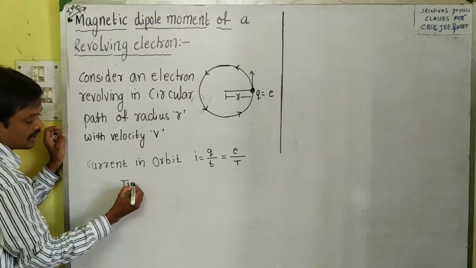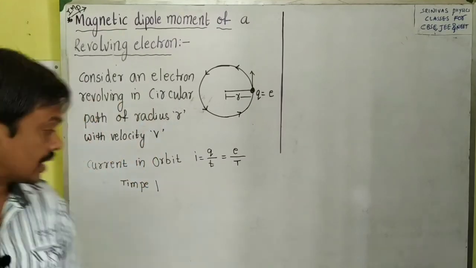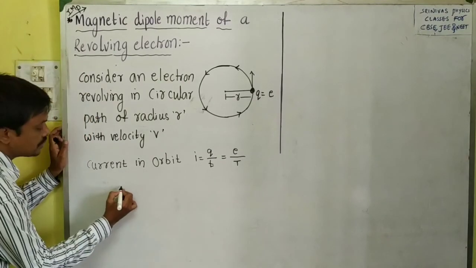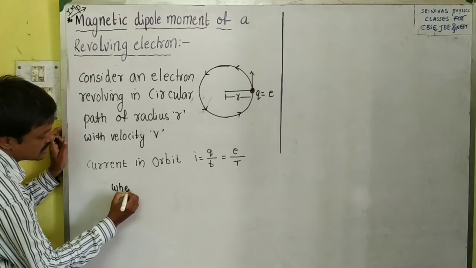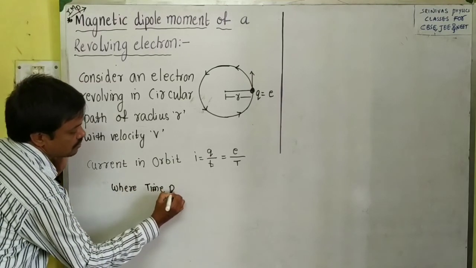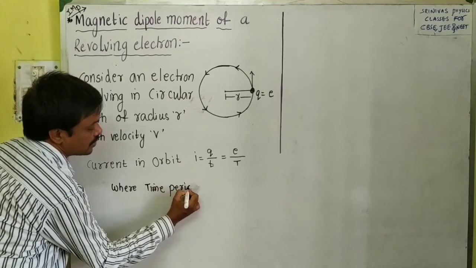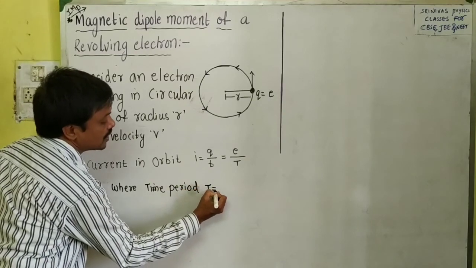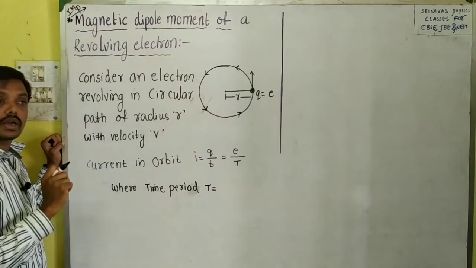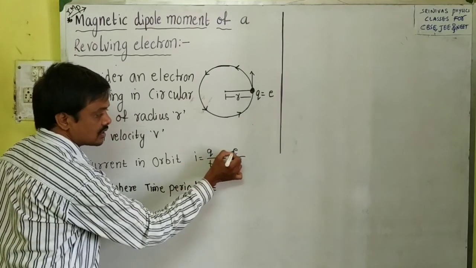Now what is the time period? The time period is the time taken to complete one revolution. After one revolution it becomes closed, and then in the closed path only current will flow. That's why we write the time as the time period. The current is equal to charge by time.